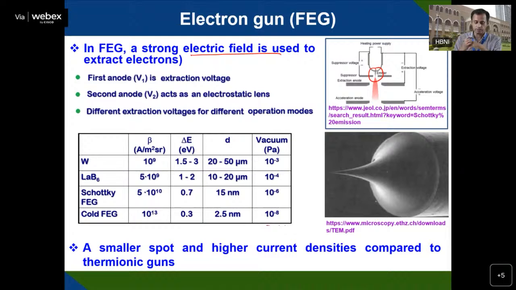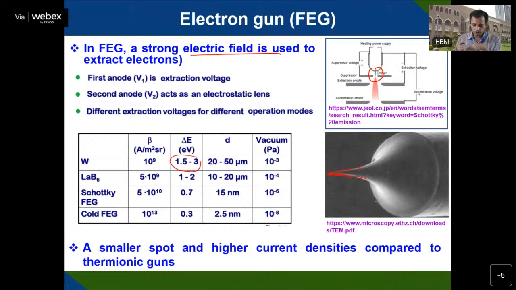The first anode is an extraction voltage, and the second anode is an accelerating electrostatic lens. That will attract the electrons to come out, and there are different extraction voltages for different operation modes. You can see that in the case of tungsten, the work function is 1.5 to 2.3, the minimum energy required to produce the electron source. In the case of FEG, you can use a Schottky effect system or even cold FEG as a source. You can see how sharp the electron source is in the case of FEG.